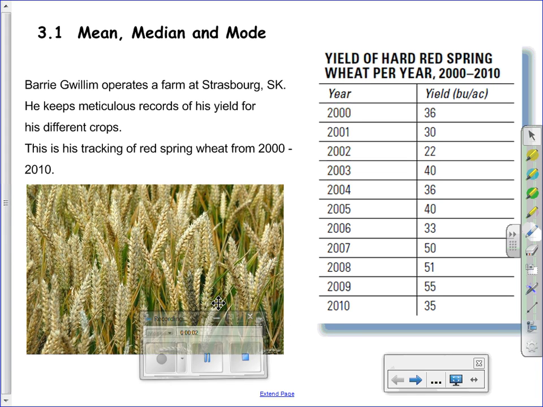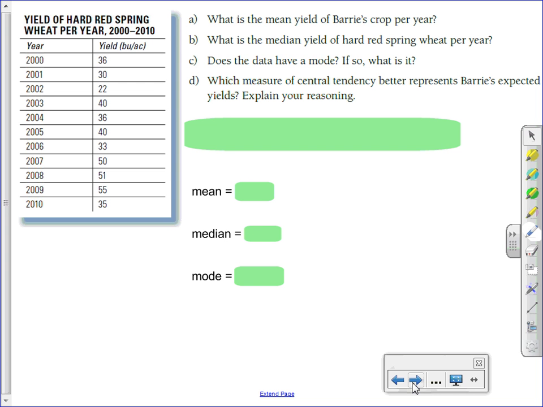All right, today we're going to look at three measures of central tendency, which are called your mean, median, and mode, and you've probably seen them before in your math experience so far. And to best illustrate them, we are going to look at this information, which refers to the average yield in bushels per acre for the years 2000 through 2010 for this wheat crop for this farmer who has a farm near Strasbourg.